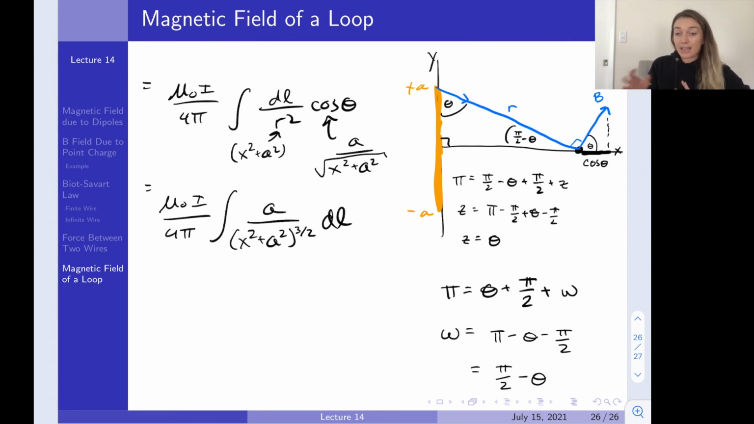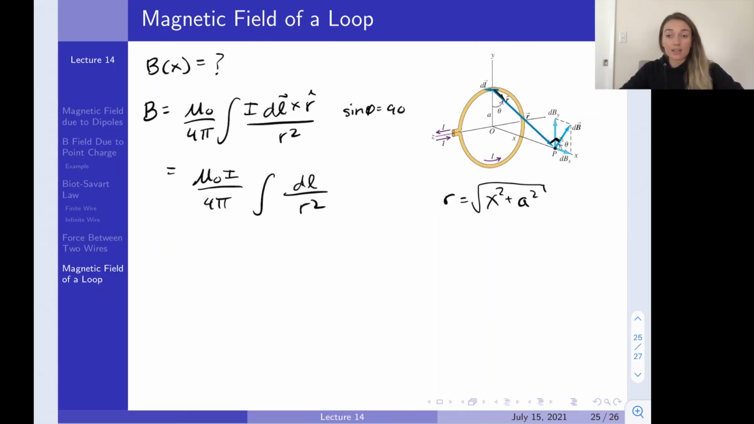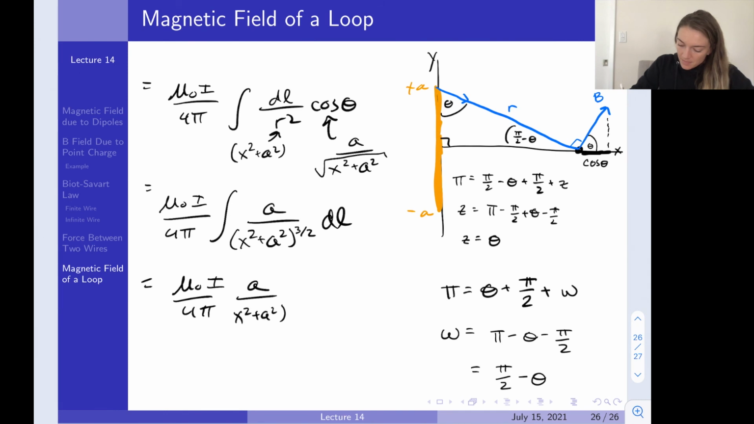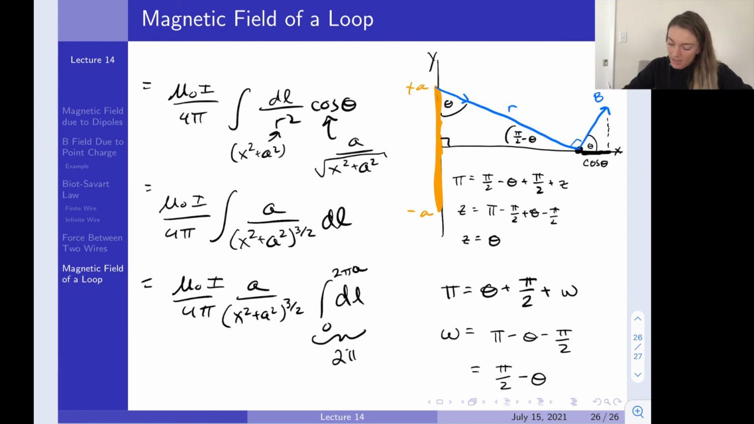Just like in the case of the charged ring, dl, my variable of integration, has nothing to do with x or a. So I'm just integrating around a loop. I can just multiply by the circumference of that loop, and that's my integral. All of this is a constant, and there's nothing to integrate. I just integrate over that loop from 0 to 2 pi a, and that just gives me 2 pi a.